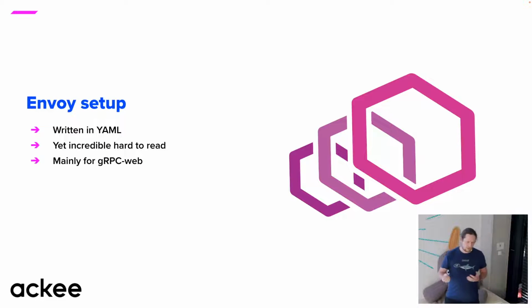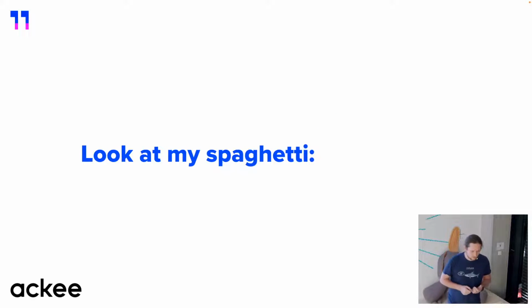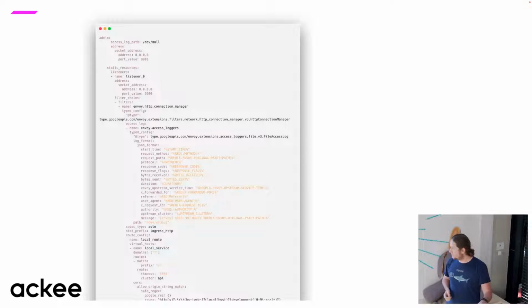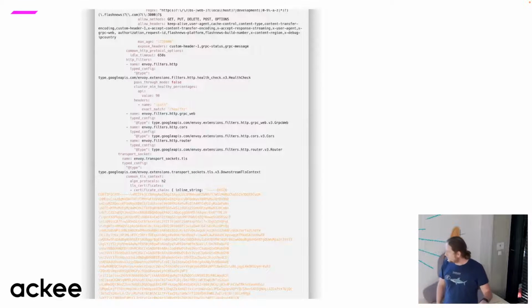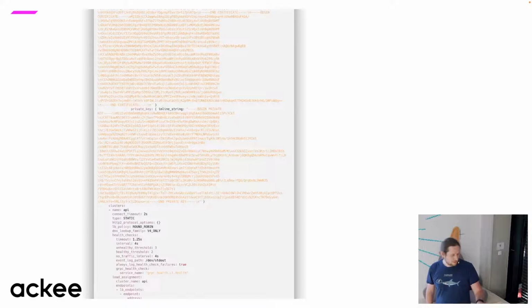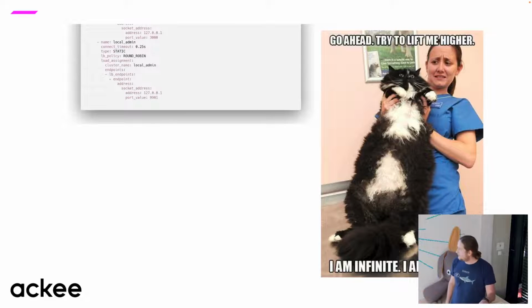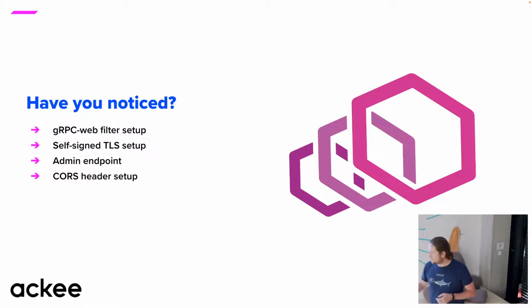We use it just because of gRPC web. Its configuration is written in YAML, and it's usually really, really long. I have an example. I was thinking that I have a lot of slides, but then I remembered that 5 of them are about the Envoy configuration. Now we are going to talk about all the points we have here, and I'm going to explain all of them in detail. Not really, because I do not really remember what they are doing. I have a few points in here because I was so sure that I'm going to forget. So there is the gRPC web filter setup. There were like 4 lines.